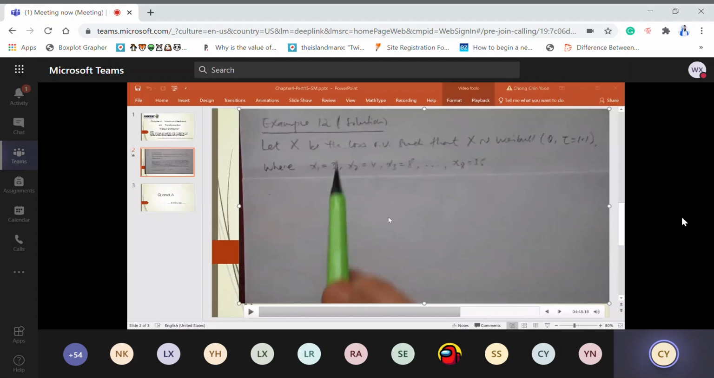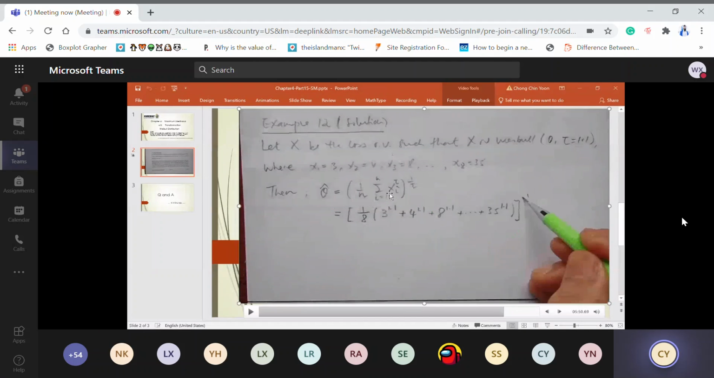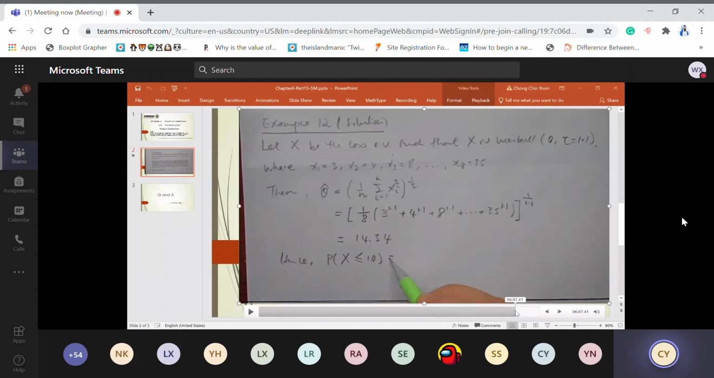Okay, so this example I can go through at fast speed because it's very easy. From this observation, we substitute into the formula that we have proven just now, to find the parameter of this Weibull. Just substitute all the x values. Of course, you must know how to handle the formula. I assume that you know how to handle the summation and substitute the tau value, because tau is 1.1. So at last you can get 14.34.